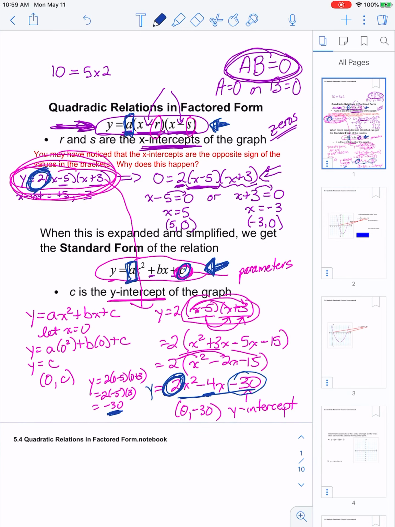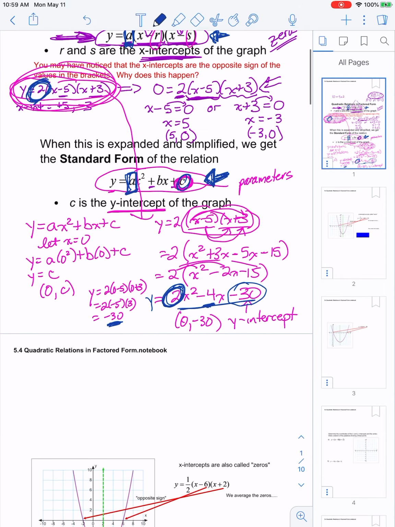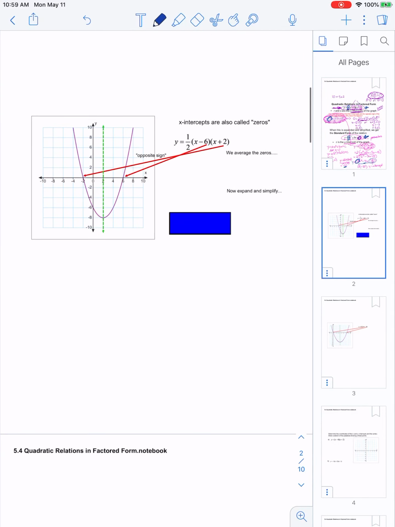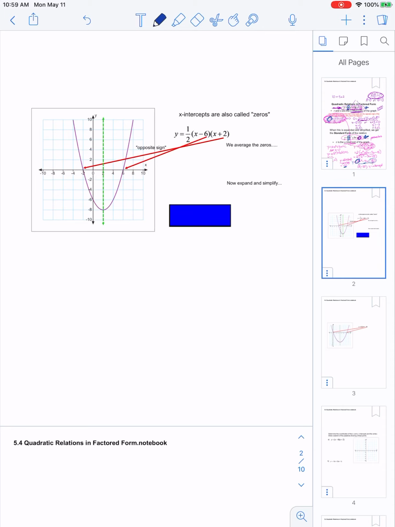Okay, so this is lesson 5.4, quadratic relations in factored form, and this is video number 2. So here is a picture again of everything that I talked about in the last problem. So we've got our equation. This is a different equation. So we've got y equals 1/2 (x minus 6)(x plus 2).